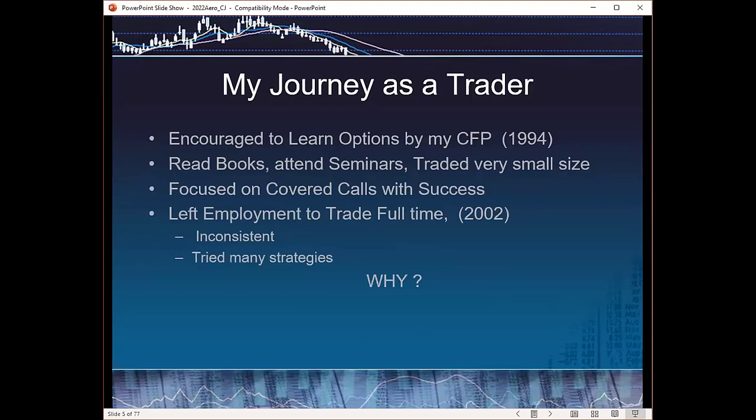So with that success, I felt more comfortable leaving the world of employment and going out on my own as a full-time trader. And that was in 2002. But for the next year or two, I had very inconsistent results and struggled and tried all kinds of strategies, methods, etc. I had wins and losses, but I really wasn't getting anywhere. So I wanted to understand why that was the case.